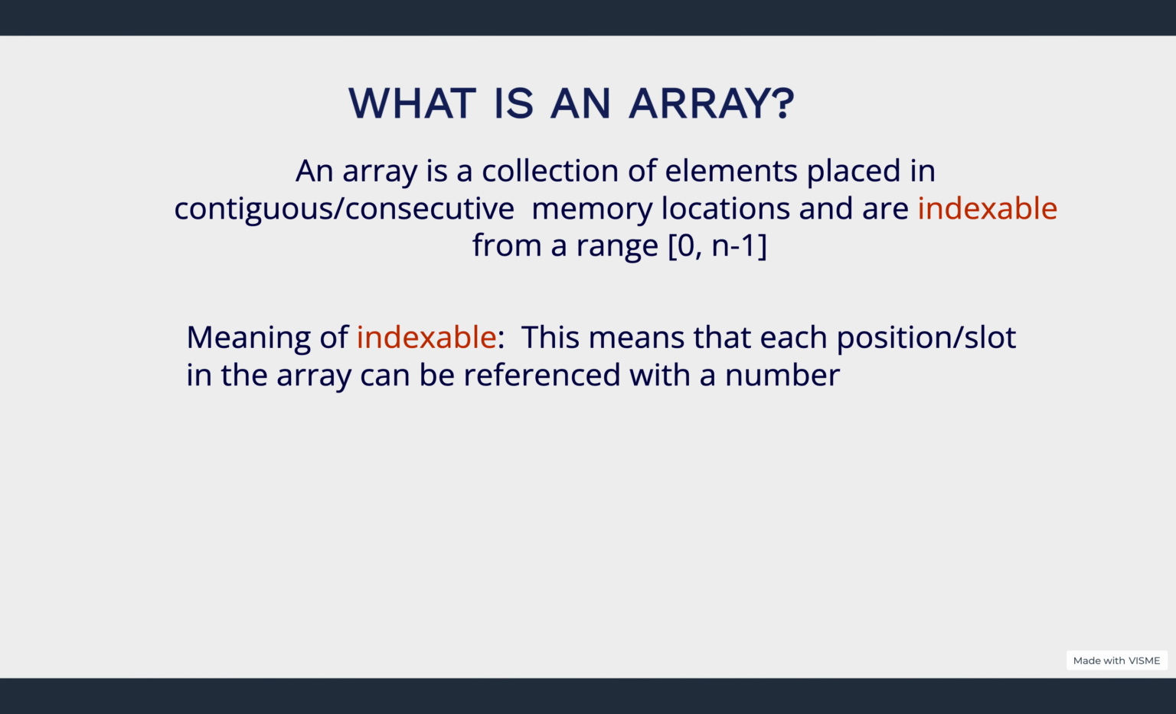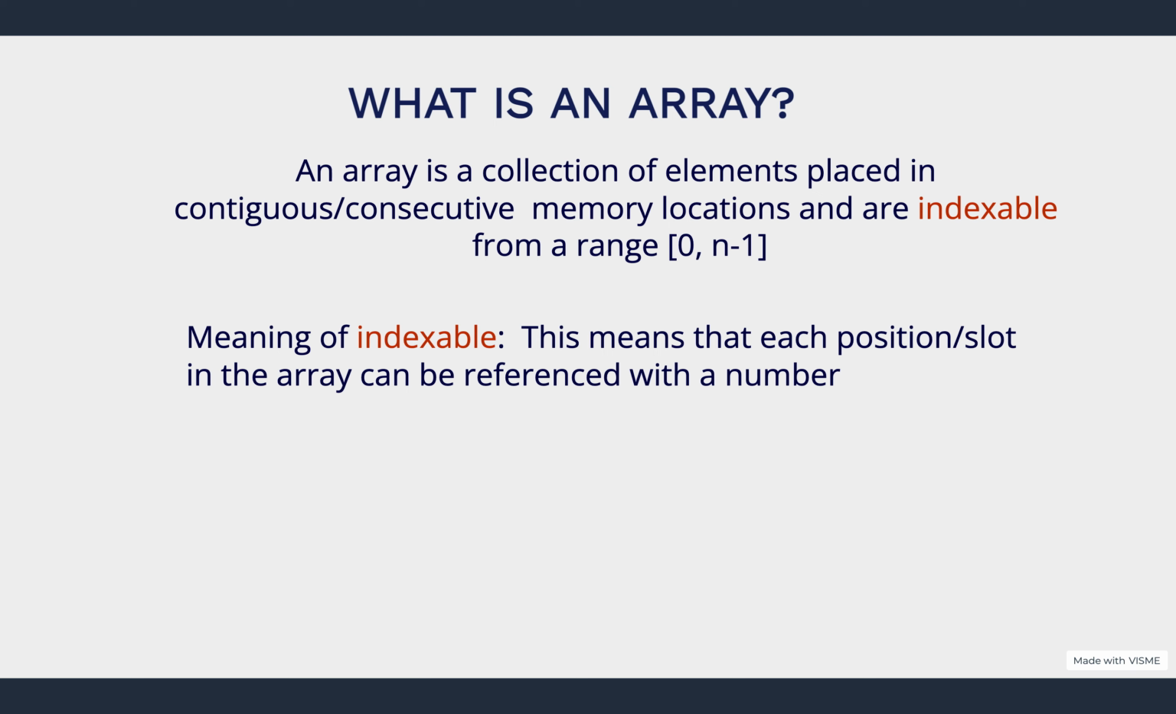What is an array? An array is a collection of elements placed in contiguous or consecutive memory locations and are indexable from a range 0 to n-1. So think of an array as a container that contains elements arranged consecutively.